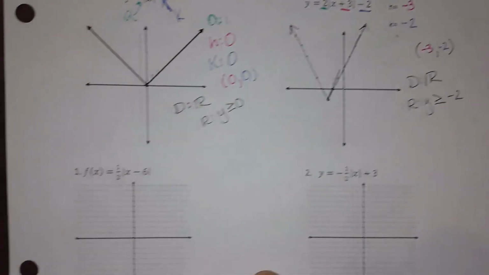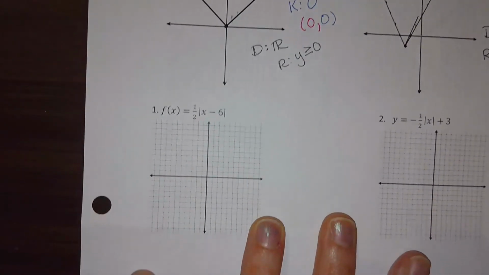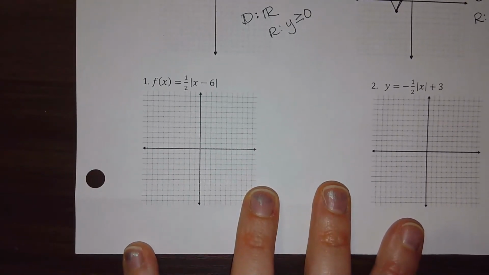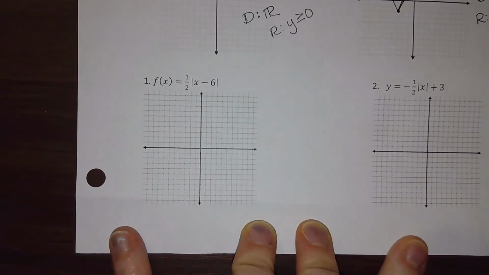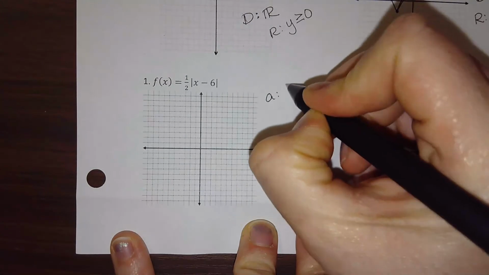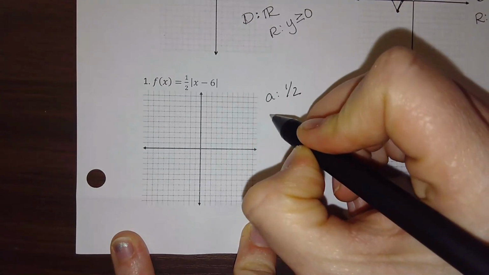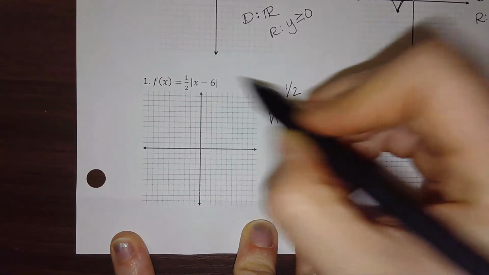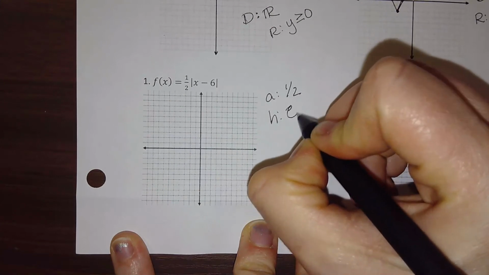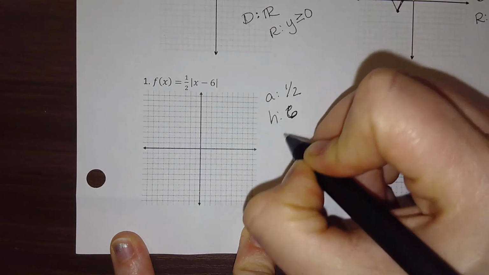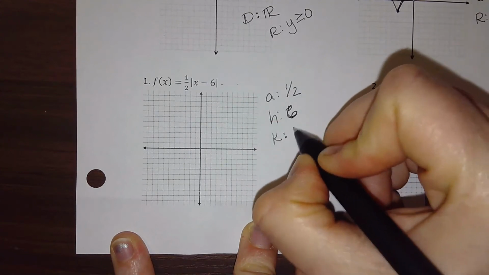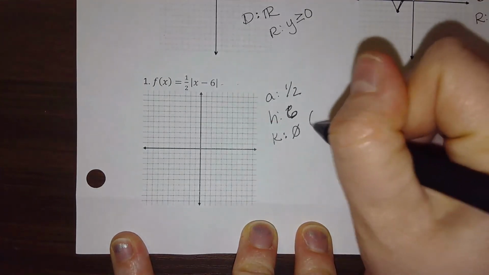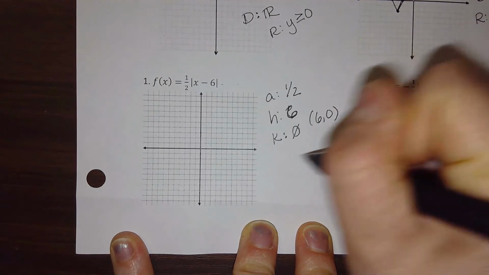So for my next graph, I'm going to identify, I'm not going to color code, I'm just going to write them out. So A is 1/2. H, you see a -6 is going to be a +6. And then K, there's no number being added or subtracted out here, so that's just going to be 0. So my starting point is going to be 6, 0.